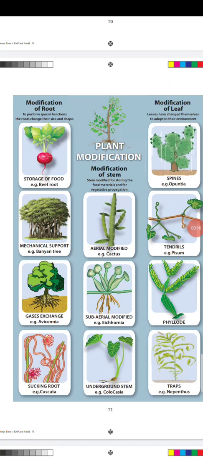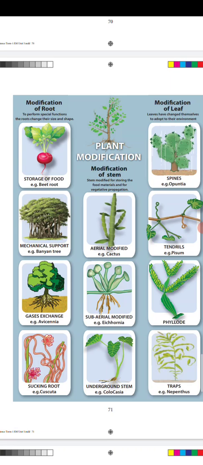This class also studied the next chapter, plant modification. There are three types of plant modification: modification of root, modification of stem, and modification of leaf. These three types of plant modification are present in this lesson. First of all, modification of root.